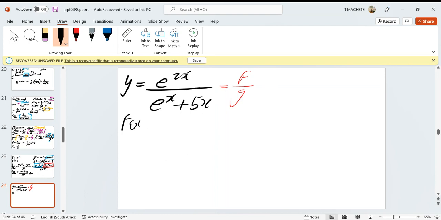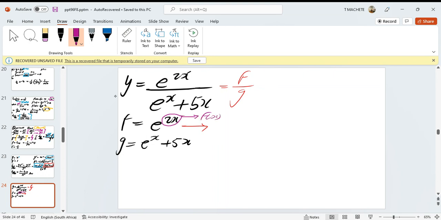f is equal to e^2x. Then g is equal to e^x plus 5x. At the same time, you're gonna have to find the differentiation of that. I already showed you guys how to find differentiation of e. I told you that when you're differentiating e, I'll go to the formula sheet just now. When you're differentiating e, you take this one as your f of x.